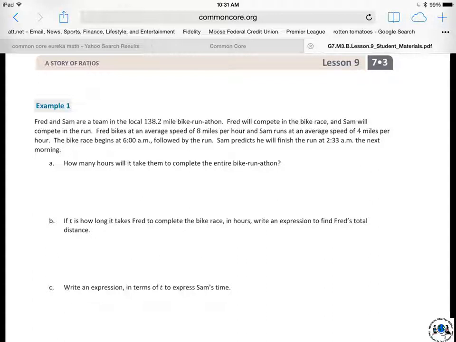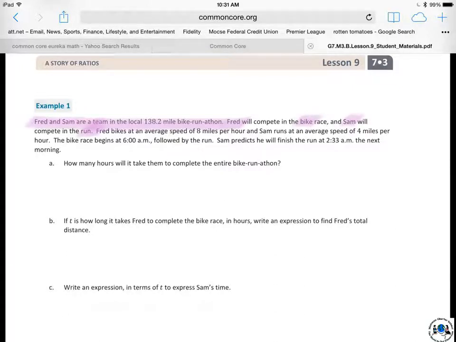But let's go ahead and do this example 1, and let's go through this together. I wish we could talk, but I'll have to just talk to myself here. So Fred and Sam are a team in the local 138.2 mile bike run-a-thon. Fred will compete in the bike race. Sam will compete in the run. Okay, Fred bike, Sam run.